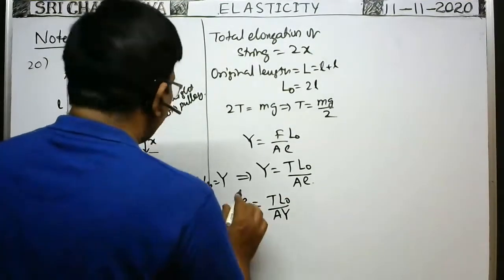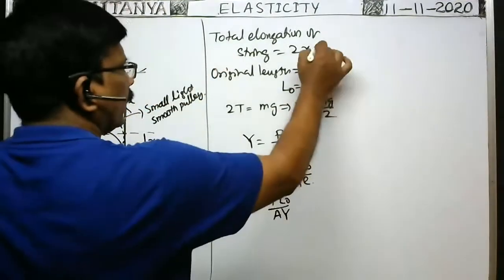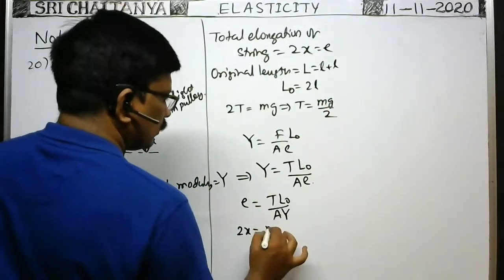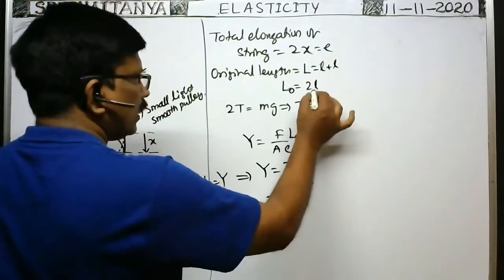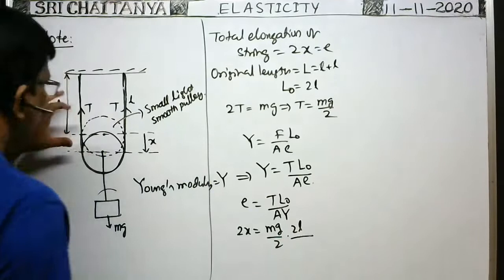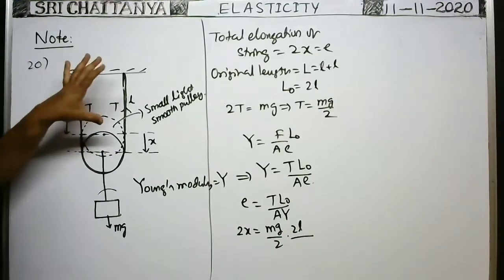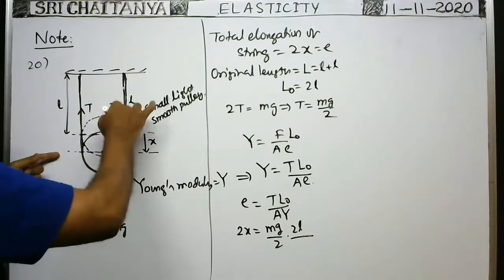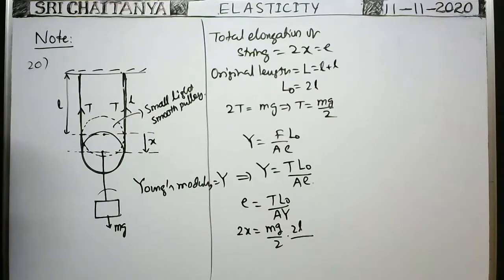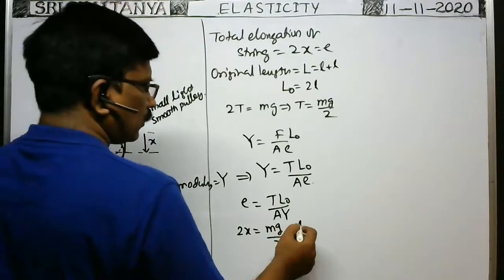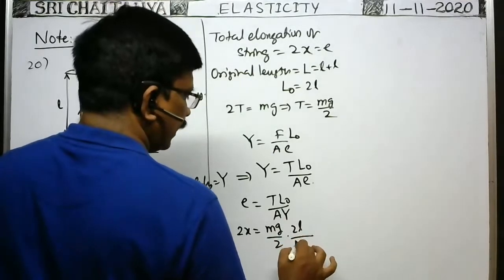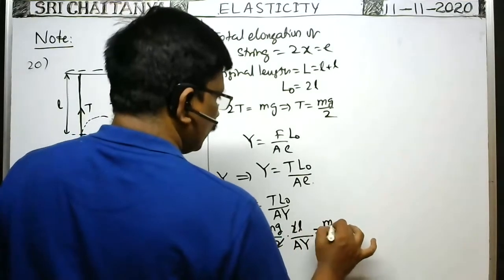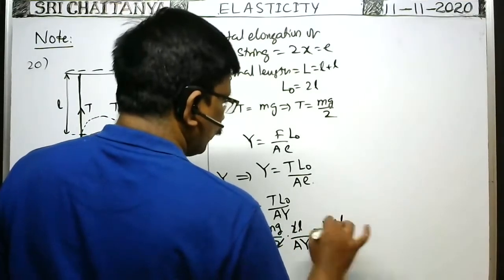Now we substitute the data. Elongation is equal to 2x. So 2x is equal to T, meaning mg by 2, into L naught, which means 2 small l. Why? Because this length is given as L, that's why the total length is equal to 2L. Suppose the total length is given as 2L, then it is L by 2, L by 2 we have to write, 2L by area of cross section A into Young's modulus Y. So here the 2s cancel. That is equal to mg L by area of cross section into Y.